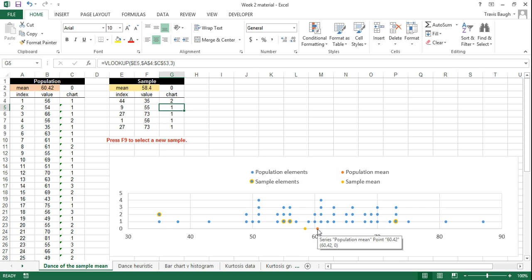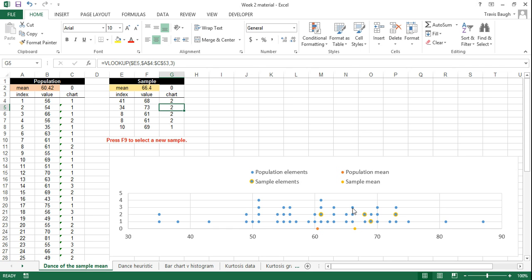The population mean won't change, and nor will the blue dots. So I'm going to hit F9 now, watch what happens. So the new set, all of them very close to the middle, and the sample mean I think shifted up very slightly. I'm going to hit F9 again.